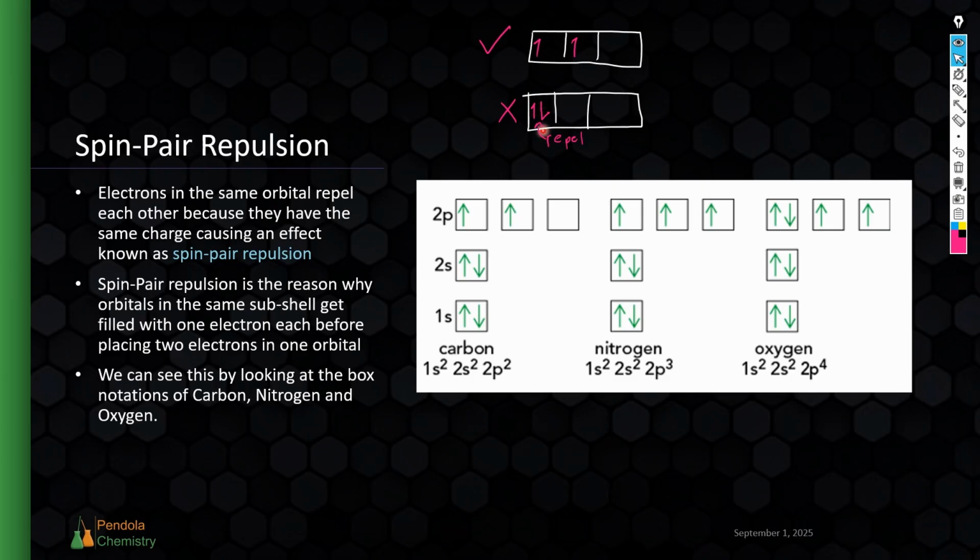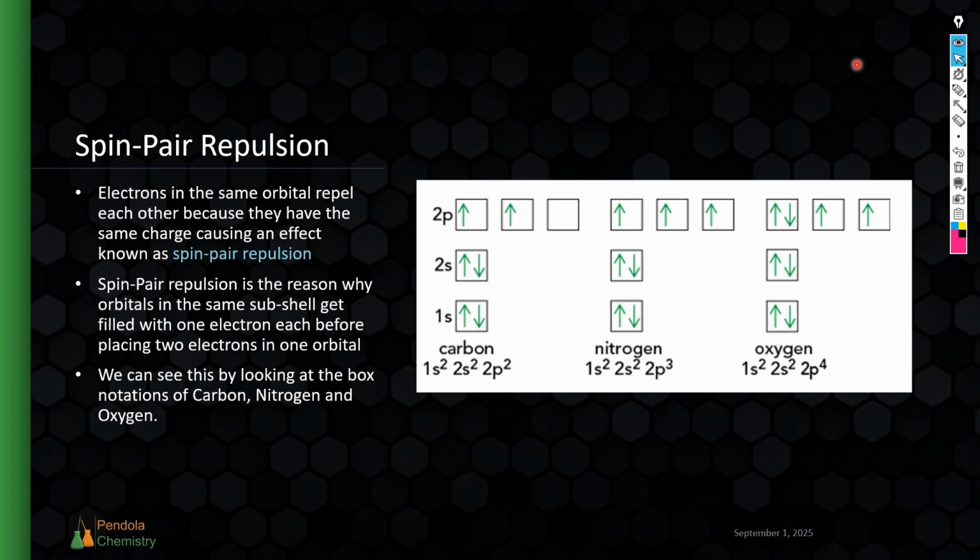And when nature can avoid this, it will, like it does in carbon and nitrogen, when there are more orbitals and we can spread those out. But sometimes, like with oxygen, we cannot, because that 4th electron has to go into a p sublevel, and all 3 of the orbitals already have an electron in them. So that spin pair repulsion is going to be unavoidable. All right.